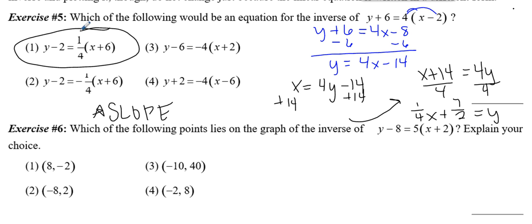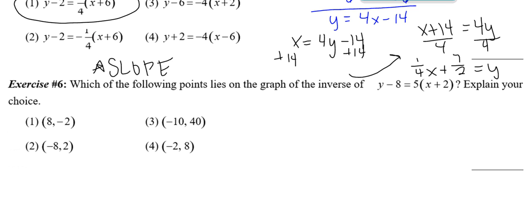I want you to go ahead and pause the video and try to do 6 on your own. Actually, before you go too far, I want you to stop and look. It's a little bit of a different question. It says, which of the following points lies on the graph of the inverse of y minus 8 equals 5 times x plus 2? Explain your choice. So you just need to find the point. So remember, it's the opposite. So this is your y1. And this is your x1, right? And it's the opposite of whatever it is. So it's a positive 2, it's going to be a negative 2. A negative 8 becomes a positive 8. So that is what your point is for the function.